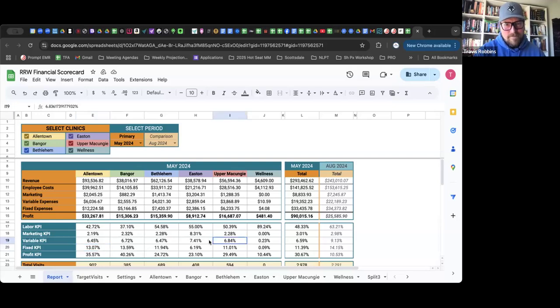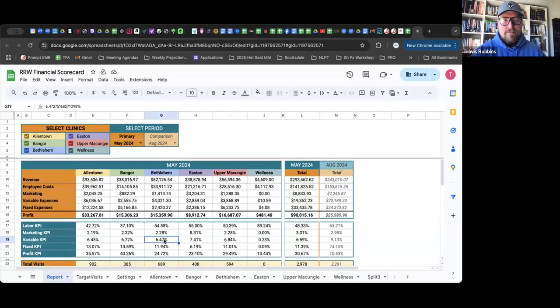Those are pretty consistent too. If there was a huge jump in a variable expense, then the clinical director would be like, hey, why did my variable expenses go up? It was 6.47% this month. It was 3% last month. This time last year, it was 3%. Why did that jump up? Oh, we had an equipment purchase or something we didn't amortize out. So that's why that is.